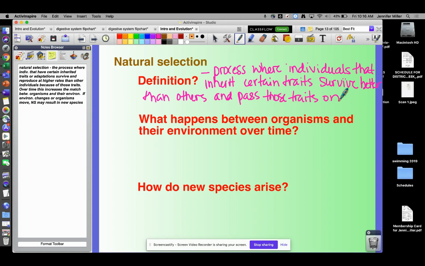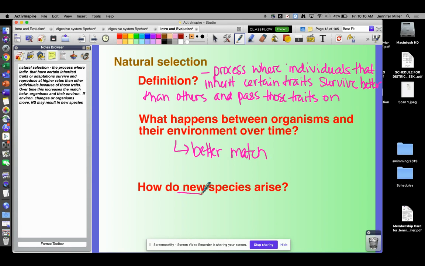Okay. So they survive better at higher rates, and they then pass those traits that make them better at surviving onto their offspring. And this is natural selection. This is the process of how things change over time. Those that have certain traits, adaptations, that allow them to survive better pass on those traits over time. So what should happen is that between organisms and their environment over time, they become better and better matched. They're better and better able to survive in that environment because those traits that allow them to survive in that environment get passed on.